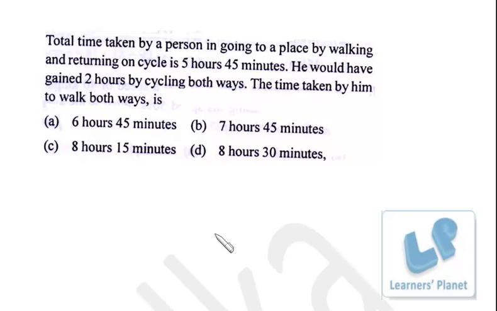This person is taking walking plus cycling is 5 hours 45 minutes. Right, but cycling plus cycling is 3 hours 45 minutes because he is gaining 2 hours. Right, now this 45 minutes is actually a complicated figure, so I just convert the entire thing into minutes. So 5 hours means 300 minutes, so precisely it is 345 minutes. Right, now what is there? Cycling plus walking is 345 minutes, but cycling plus cycling is 2 hours less, that means 120 minutes less, or we can say 3 hours 45 minutes. So that's 180 plus 45, 225 minutes.